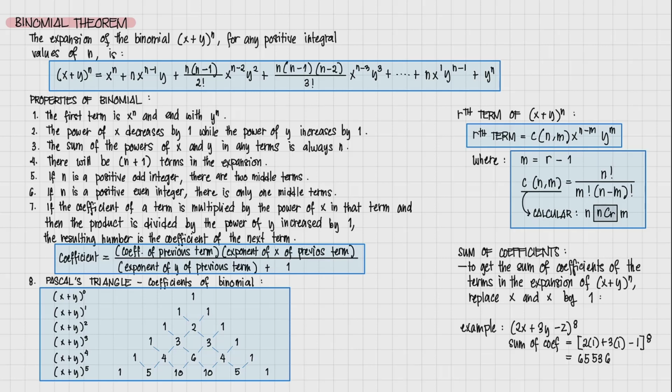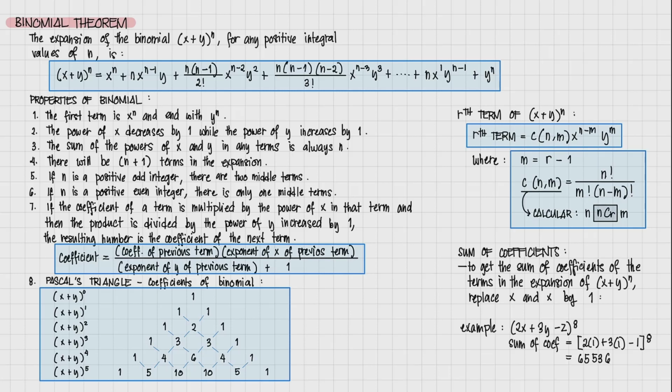Best way, balikan natin yung properties 5 and 6. So this is the best way to visualize this property. It says here that for a positive odd integer, there are 2 middle terms. The lowest odd integer we have here is 3. So we have 2 middle terms, as you can see. Ito yung middle terms natin. And then you have 5. So the middle terms for 5 have coefficients of 10, as you can see here.